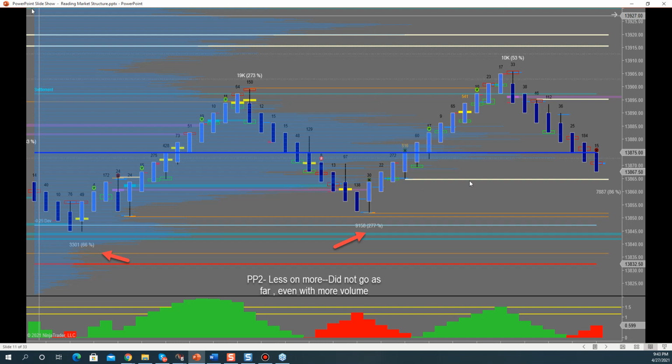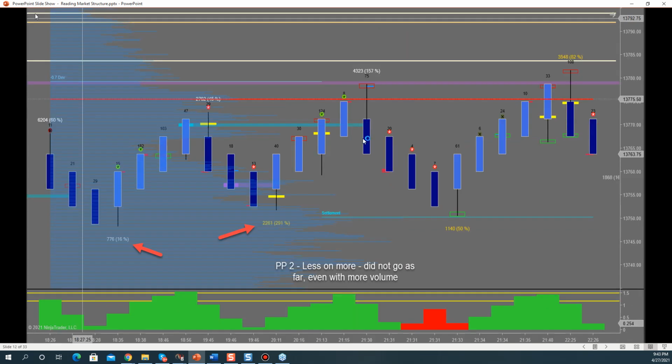Okay. So power play 2 means less on more. It didn't go as far even with more volume, or another way to say it is range bound hidden divergence. So here's another example right here. Actually, this was the first chart I showed you earlier. This is another chart that has a power play 1 and a power play 2 on it. So ranging market, clearly, right? Is the market pointing 2:30 or 4:30, or is that a 9 and 3? It's a ranging market, right?